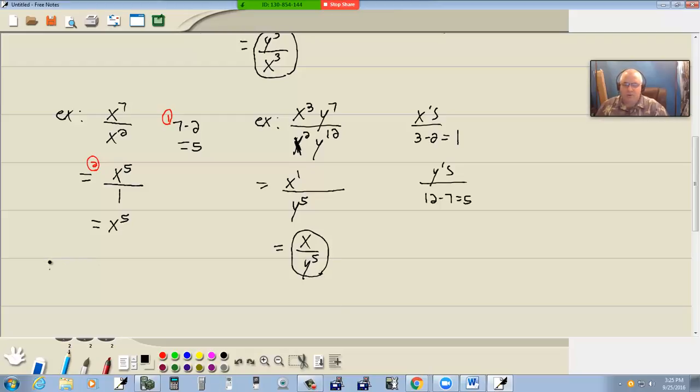Now the official property for that says if you have x to a power over x to a power, you subtract the exponents. And that's kind of what we did. We just then made a determination of whether it went on top or the bottom of the fraction.